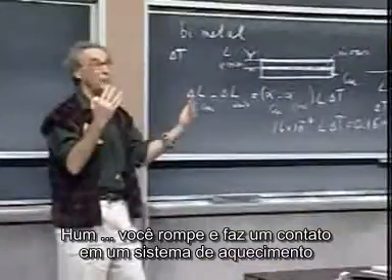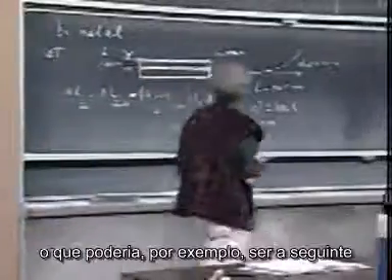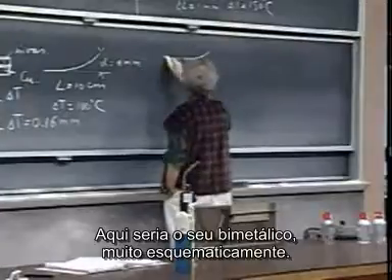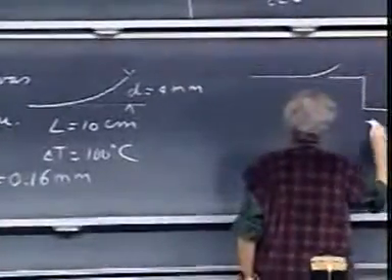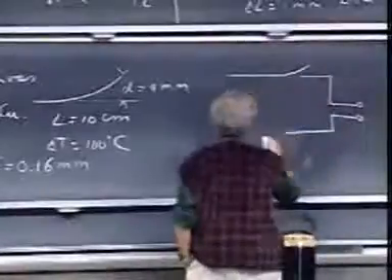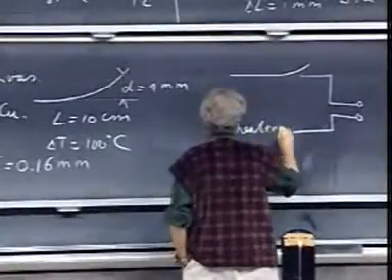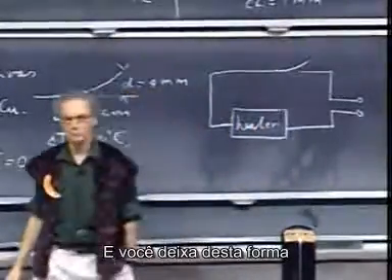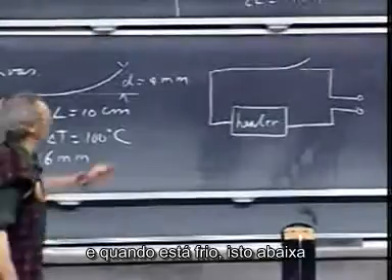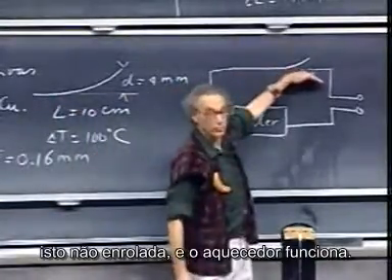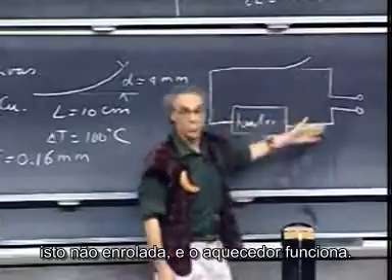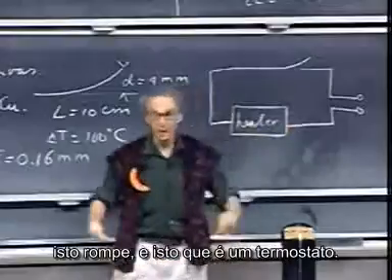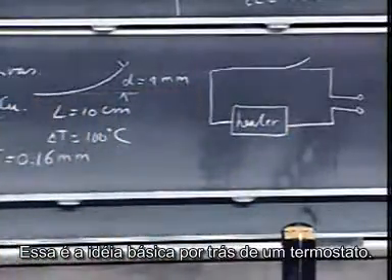You break and make a contact in a heating system, which could, for instance, be as follows. Here would be your bimetal, very schematically. You plug it in the wall here, your 110 volts. Here is your heater. And you let it sit like that. And when it's cold, this is down. It's not curled. And the heater works. And when the room temperature goes up, this starts to curl. It breaks. And that's a thermostat. That is a basic idea behind the thermostat.